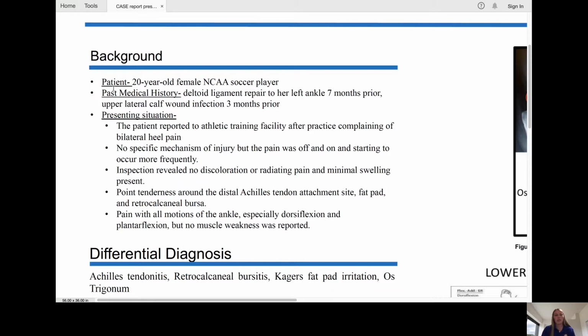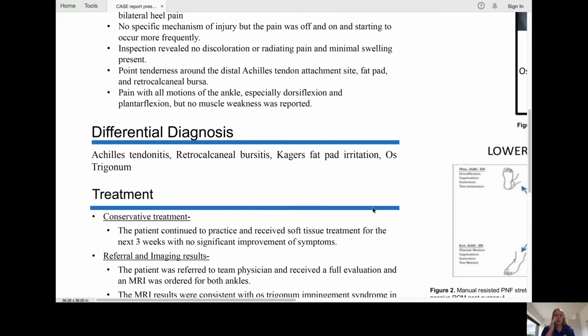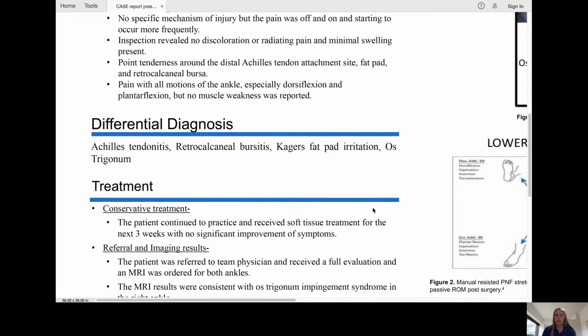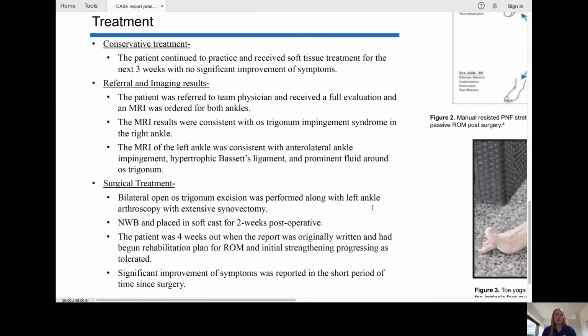Some of the key findings from that evaluation can be found listed here. The differential diagnoses included Achilles tendonitis, retrocalcaneal bursitis, Kager's fat pad irritation, as well as osteogonum presence. The patient received 3 weeks of conservative treatment to try to relieve her symptoms with no significant improvements found.